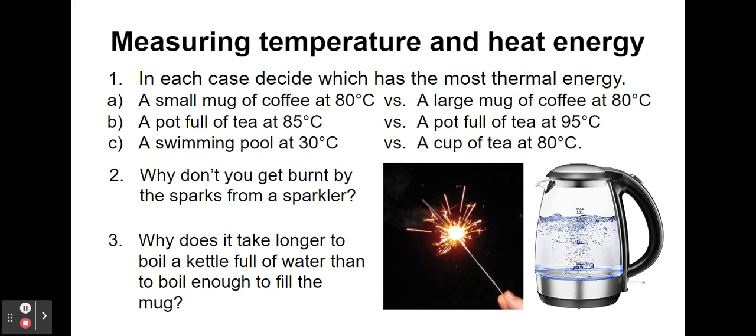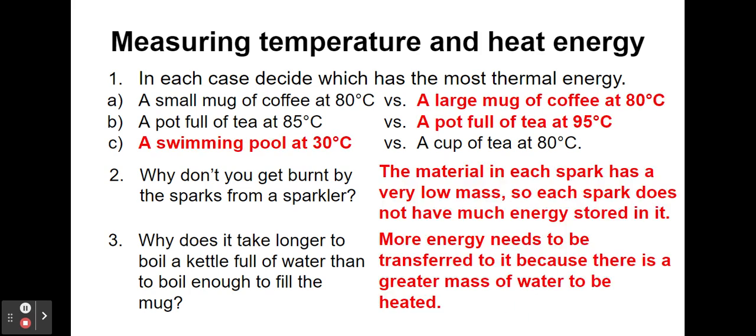In the first one, we just have to decide which is going to have the most thermal energy. A small mug of coffee at 80 degrees is going to have less internal energy than a large mug of coffee at 80 degrees. They're both the same temperature, but one has a larger mass. A similar thing for the next one, a pot full of tea at 85 degrees and a pot full of tea at 95 degrees. Now they're the same mass, but one has the higher temperature, so it has the higher thermal energy.